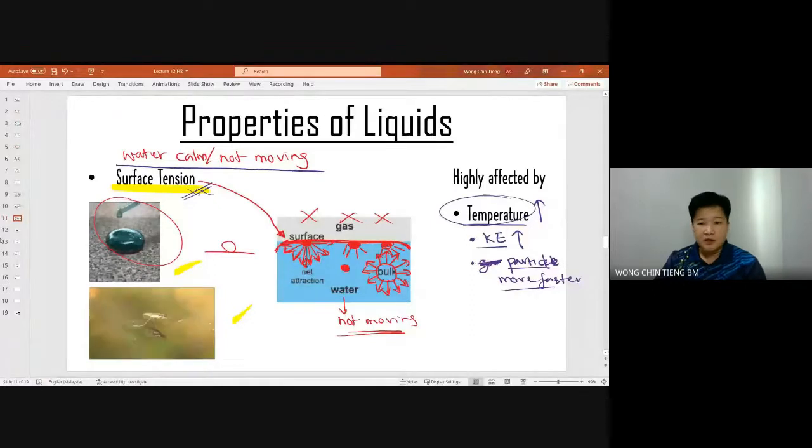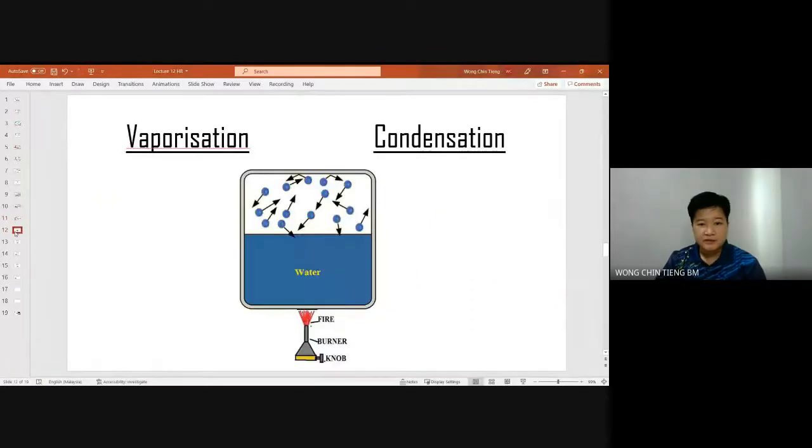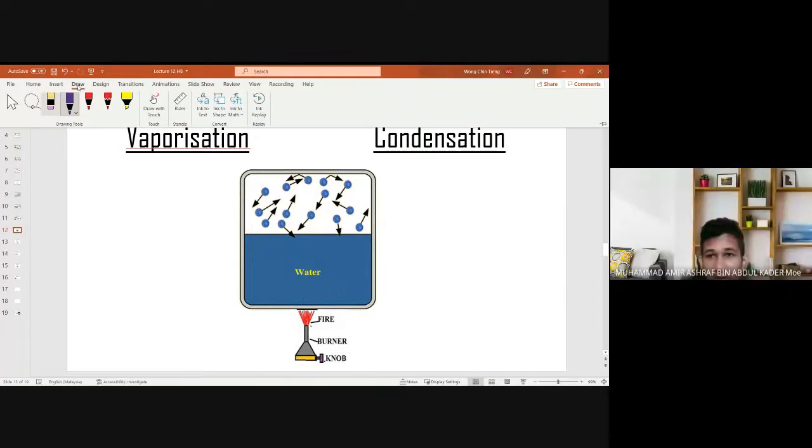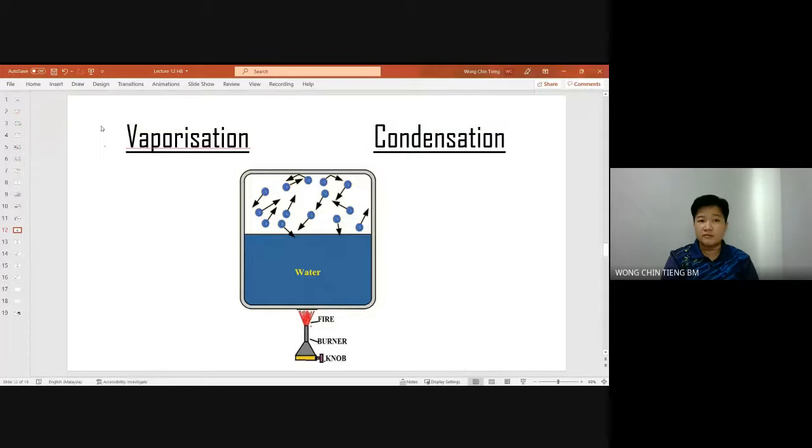Okay. Alright. 5 more minutes. Yang ni sikit je. Condensation and vaporization. They are vice versa to each other. Vaporization is the changing from what to what? What phase to what phase? Liquid to gas. Condensation? Gas to liquid. Gas to liquid.